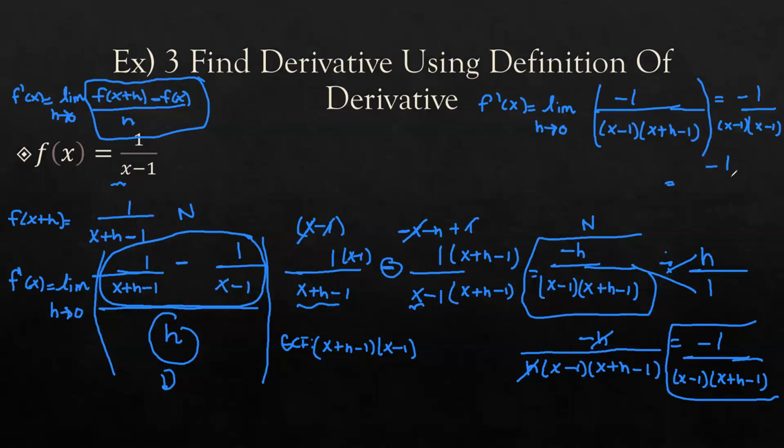-1. So you could say f prime of x equals -1 over x minus 1 times x minus 1, which in reality is x minus 1 raised to the second power because they're the same. So that is your final answer. Okay. Go ahead and press pause if you need to copy the work.